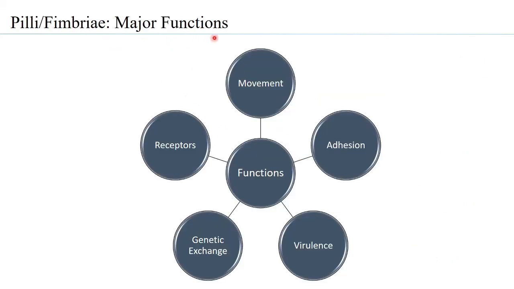So let's look at the major functions that are attributed to pili and fimbriae. One definitely knows that motility is one of the major functions associated with the pili. It is because it has the molecular motor. That molecular motor enables what is called the twitching movement, or the extension of the pilus and the retraction of the pilus. So that enables the bacteria either to attach to surfaces or to come close to other bacteria, etc.